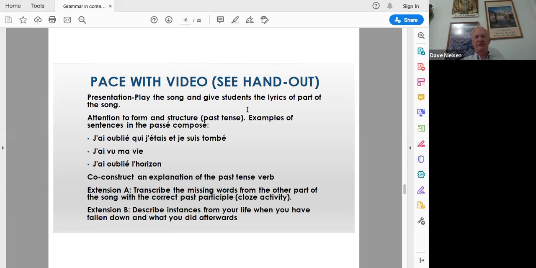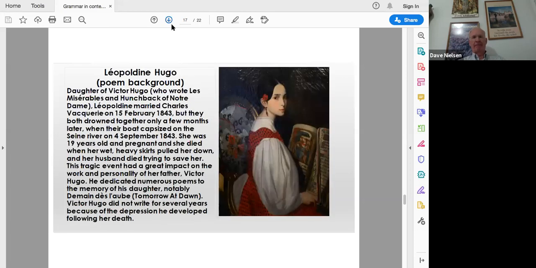Or another way to do that would be to describe instances in their own life when they have fallen down and what they did afterwards. And that would also be using the past tense in their personal story that they use.